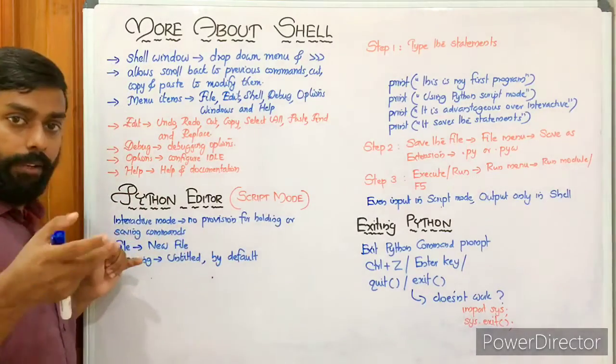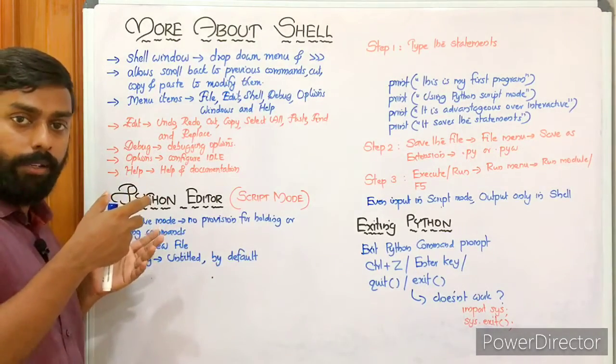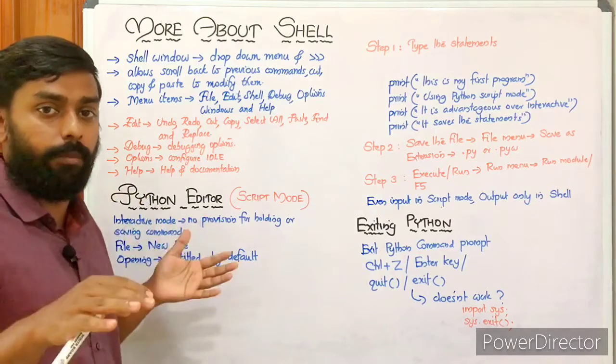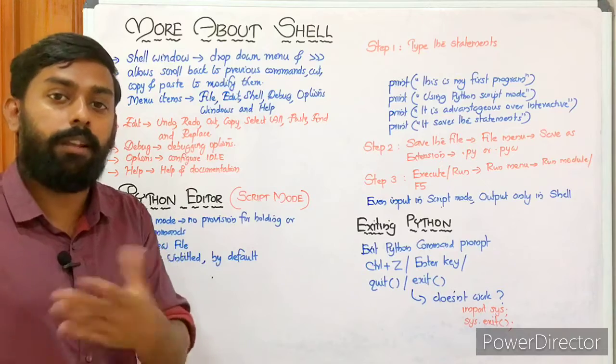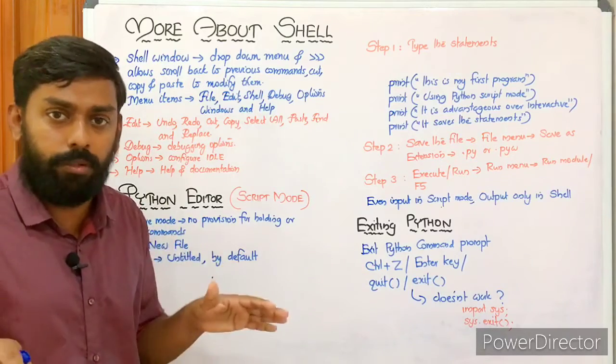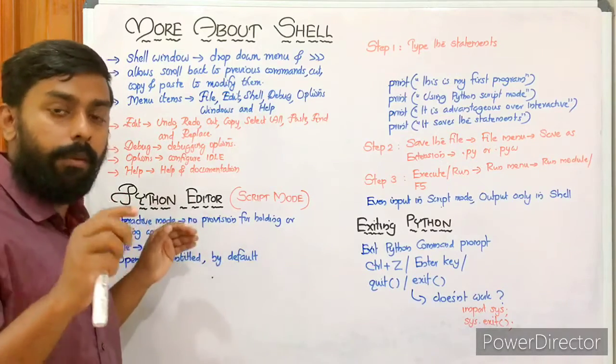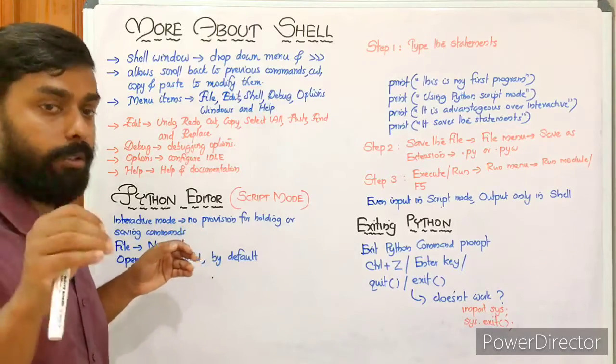So how to take it? You know how to work with shell mode or interactive mode: at the command prompt, you type it, execute it, type the next, execute it, type the next, execute it. That's the procedure, one at a time. But here we can have multiple lines, multiple codes, statements.